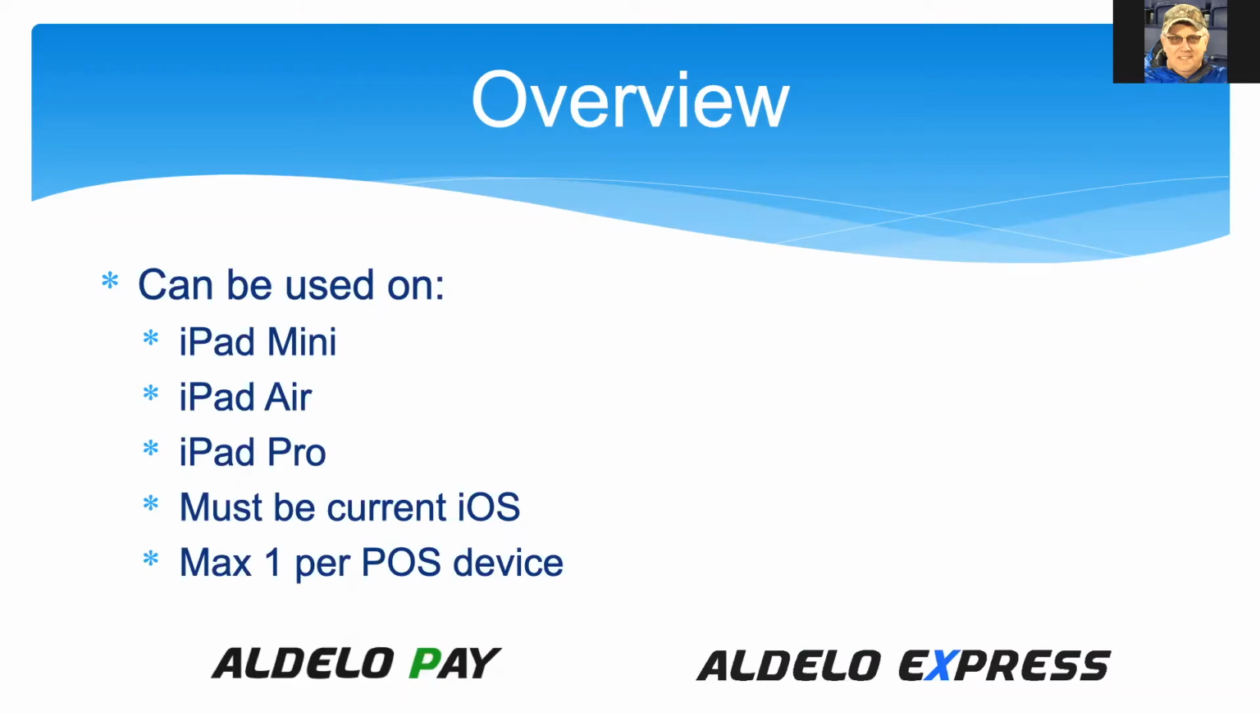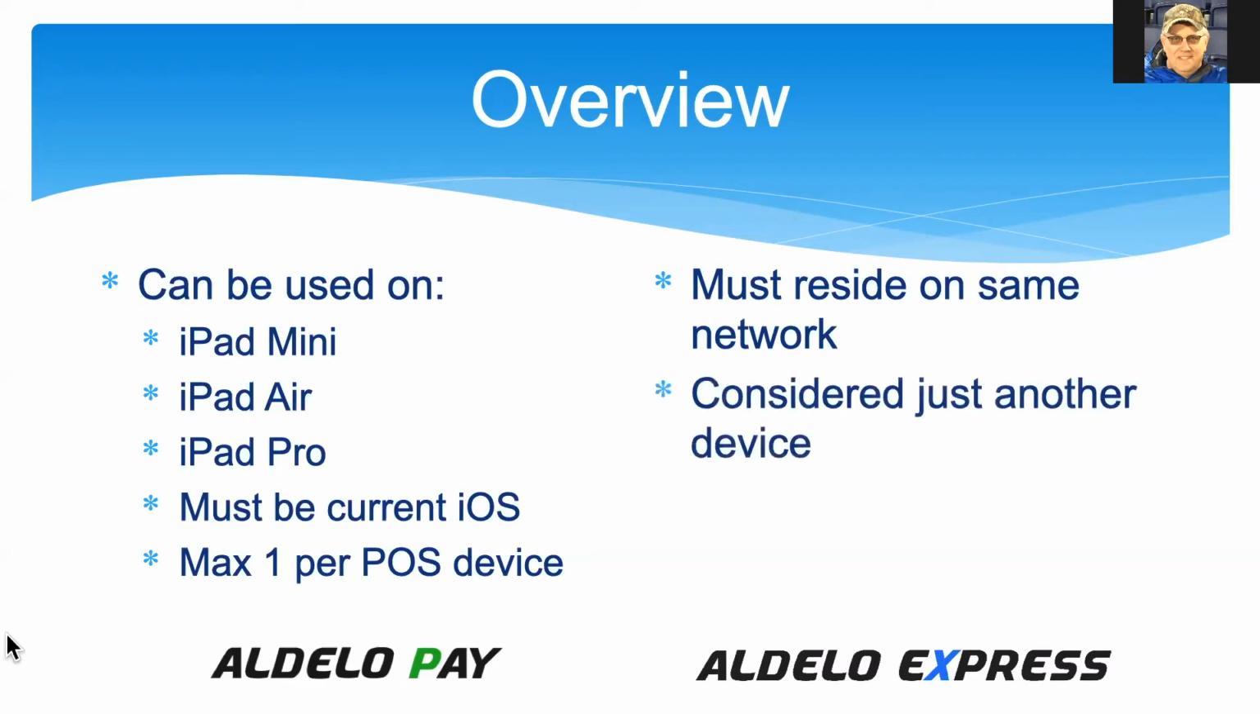With the customer display is a maximum of one per device. So you can't have two customer displays on one POS terminal. Obviously, they must reside in the same network because we're not connecting them via hardwire. They are connected via the Wi-Fi. They're just considered to be another device in the network. And we'll show you how you do those numberings in a minute.